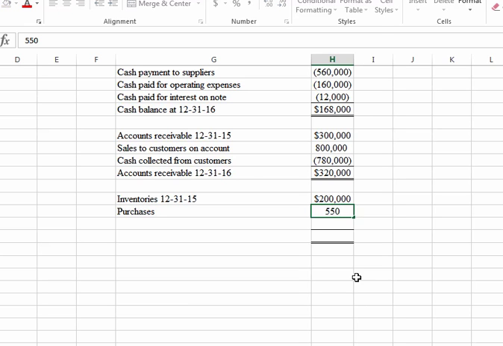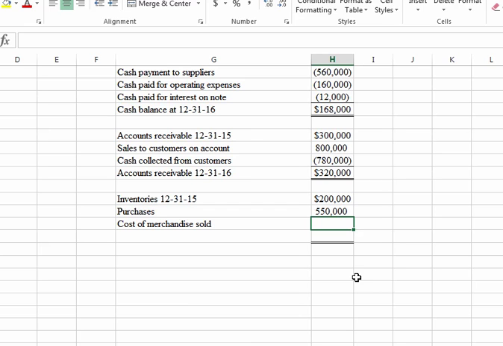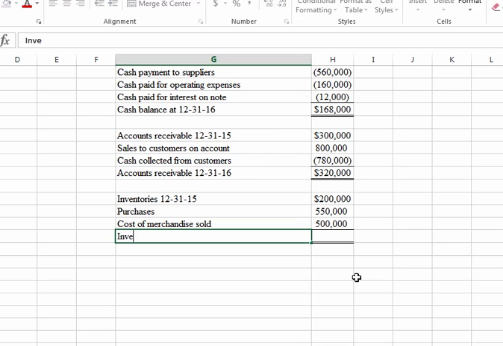That's 550,000. Well, when inventory is sold, it's decreased, and cost of merchandise sold is increased. So the cost of merchandise sold, every time it's debited, we're decreasing inventory. So our cost of merchandise sold would decrease inventory. It was 500,000. Okay, and then this should give us inventories at 12/31/16 when we total it up.